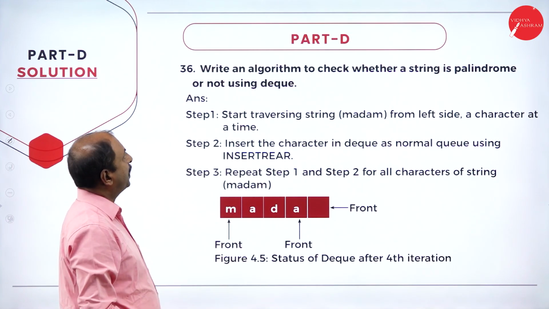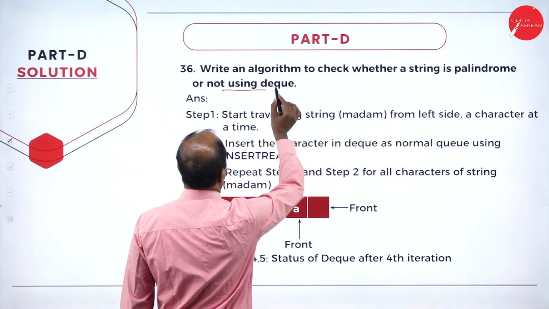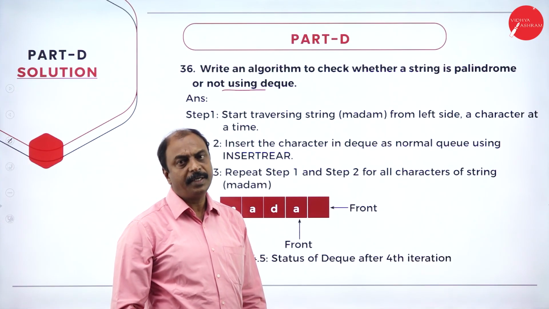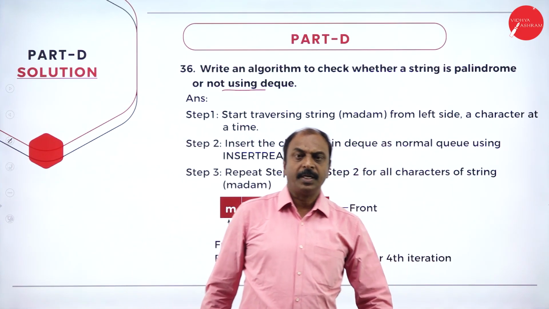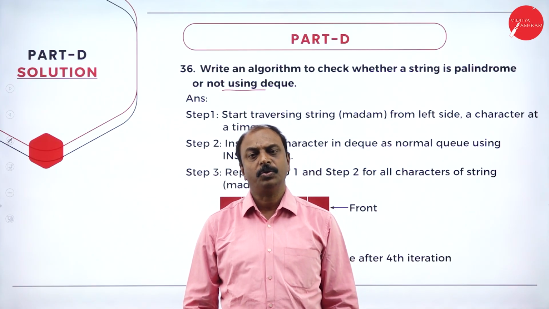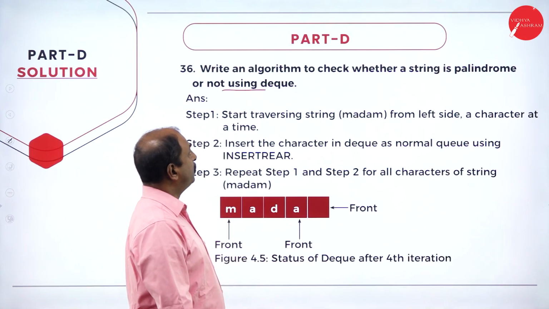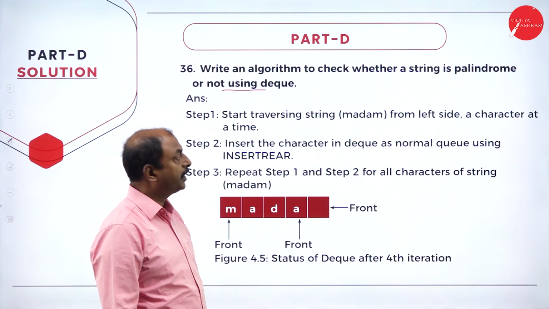The next question is, write an algorithm to check whether the string is a palindrome or not using DQ. DQ is nothing but a double-ended Q. So what is a palindrome? If you read a string from left to right and right to left, it should be the same. Then it is termed as a palindrome. So let us do this with the help of DQ or double-ended Q.